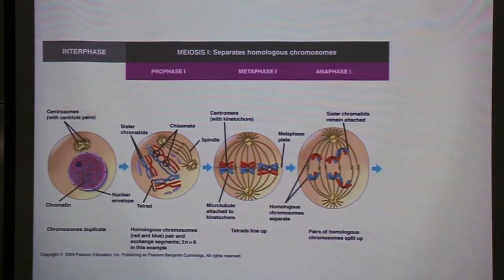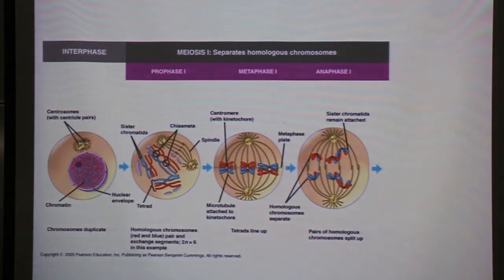A tetrad is where you have two homologous chromosomes, each with their two chromatids, so you end up with 4 chromatids together. Then, at very organized spots and places, the chromosomes are going to break apart and swap places with each other. That process is called crossing over.